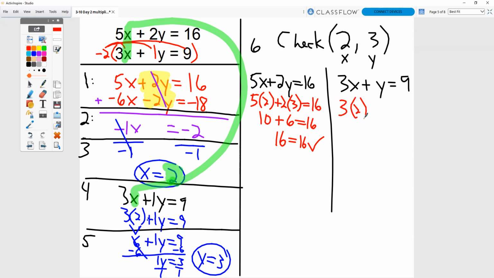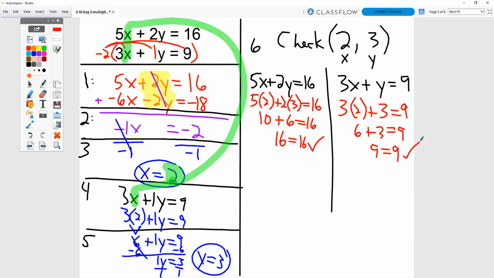3 times 2 instead of 3 times x plus 3 instead of plus y equals 9. 6 plus 3 equals 9. 9 equals 9. It checks. Both of my answers check, so I know that my answer is 2 and 3.